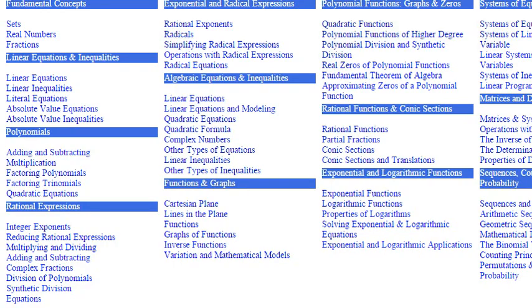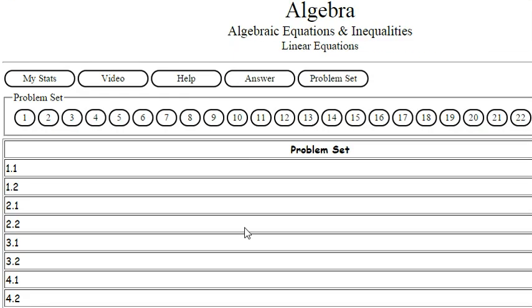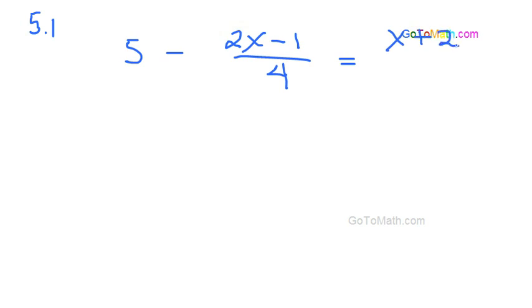Okay, we're at gotomath.com. Click on the algebra. Let's go down to linear equations, and we're going to be looking at something 5.1. Alright, so we have 5 minus (2x minus 1) all over 4, is equal to (x plus 2) over 3.